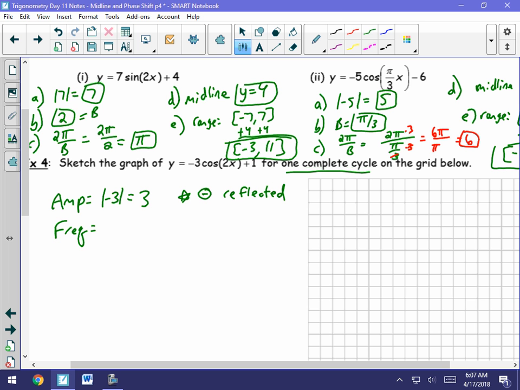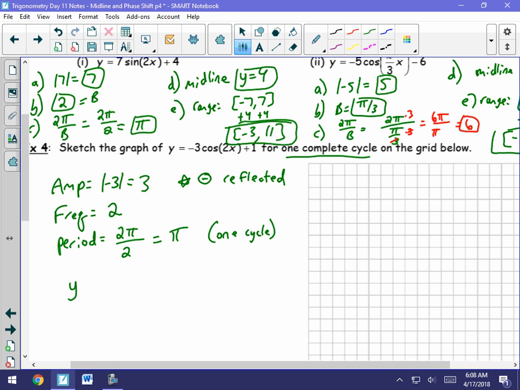Okay, to help me set up the x-axis, I'm going to start by finding the frequency, which then leads me to the period. So 2 pi divided by the frequency. So 2 pi divided by 2 would be pi. So again, that's how I know how to set up my x-axis, because one cycle of this graph is pi long. So when I set up my axis in a second, I'll use that.